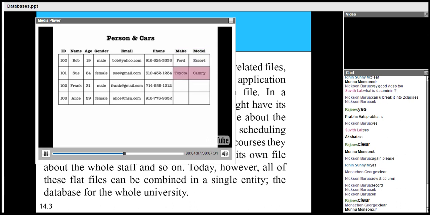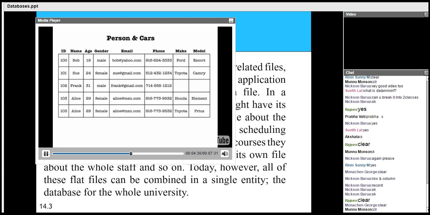Bob owns a Ford Escort. Sue drives a Toyota Camry. Frank doesn't own a car. That's okay, we'll just leave those cells blank. For Alice, we have a problem. She owns 2 cars, a Honda Element and a Toyota Prius. We have a couple of options available to us. One, we could squeeze both cars into the existing 2 cells. But that's poor form. Each cell should hold only 1 piece of information.